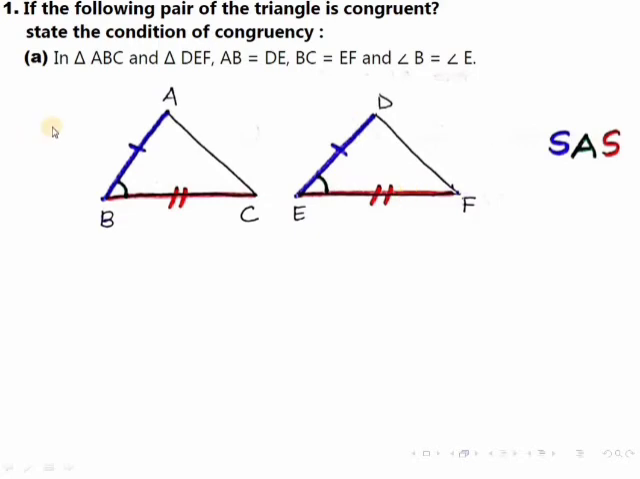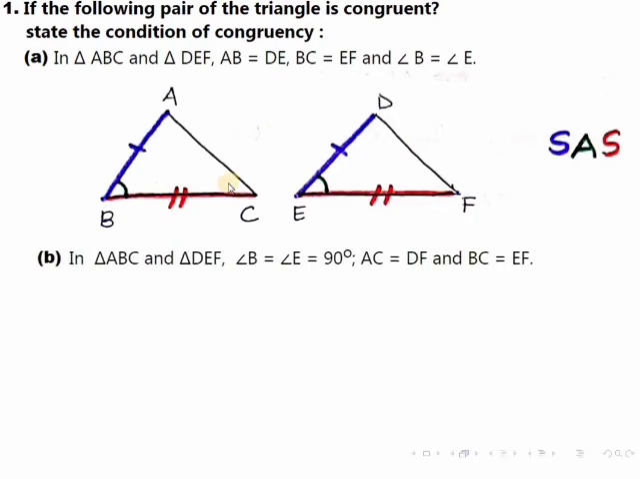So can I use SAS? Definitely, right? Because the angle is in between two sides. So that's why, using SAS, we say that these two triangles are congruent. Simple? Very good. Let's move to the next question, number B.